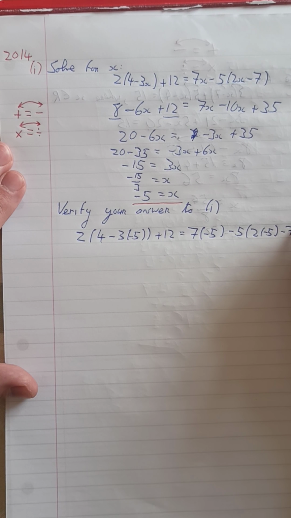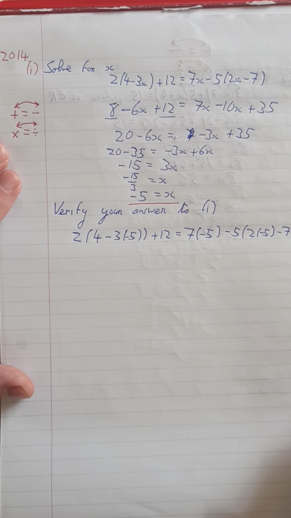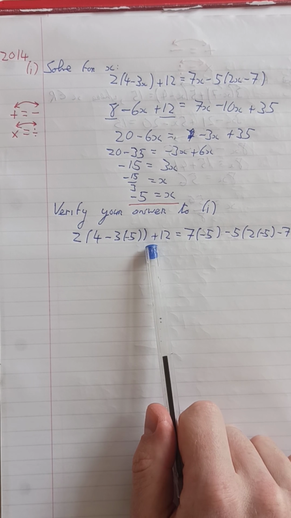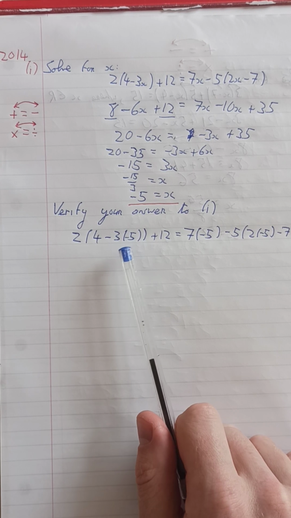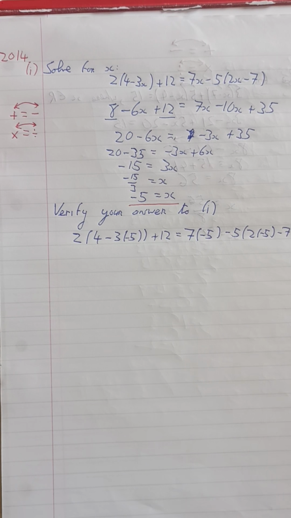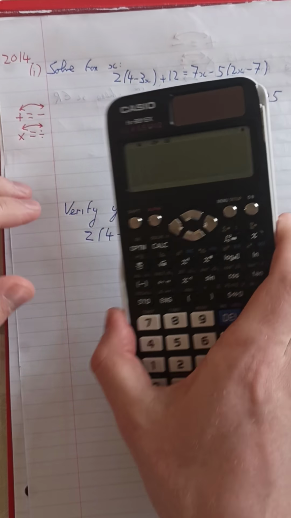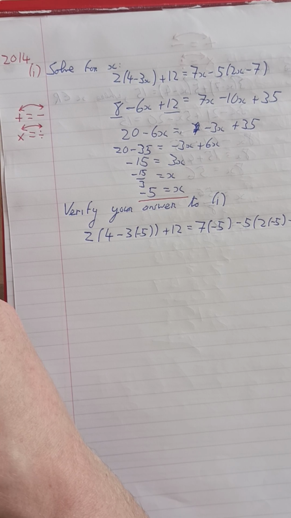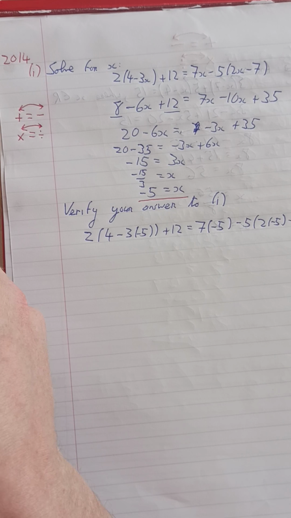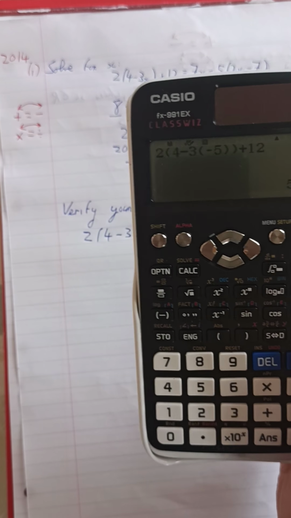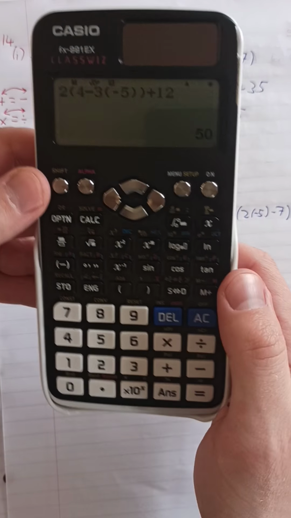Now, we can put all of this into the calculator. Just make sure you're putting in all those brackets, so it should look exactly like this in the calculator. So just do the left hand side first. Okay, and that gets me 50.